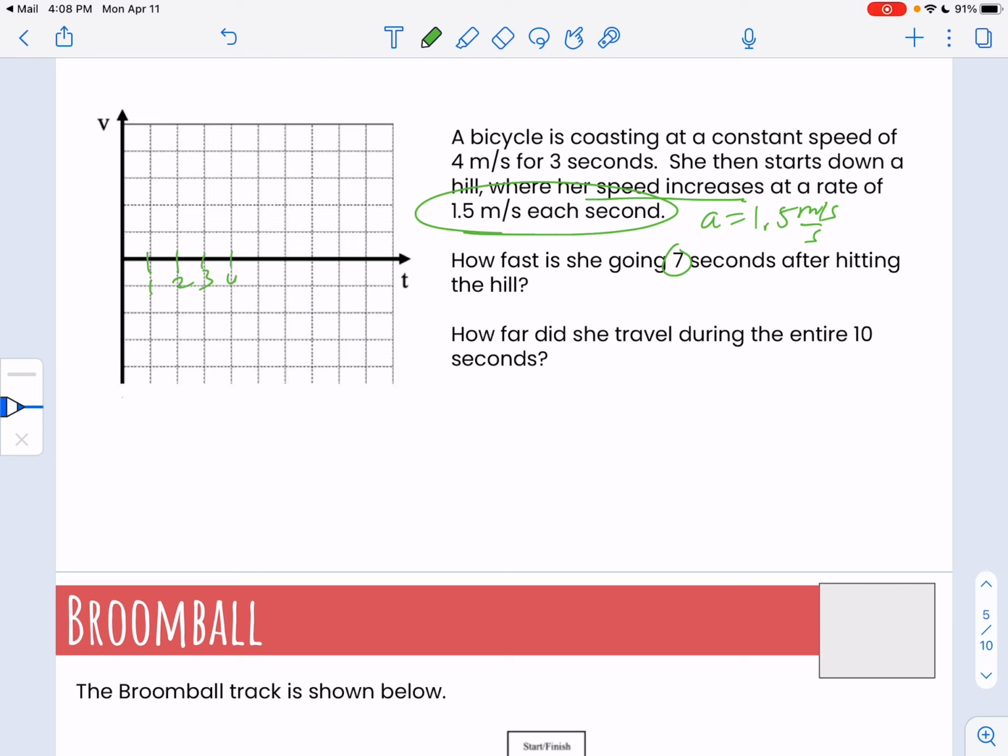So 3, 4, 5, 6, 7, 8, 9, 10. At 3 seconds is where she starts to encounter the hill, and so 7 seconds later is going to get me to a total of 10. I'm just going to risk it here. I don't know how much space I'm going to need. I might have to extend this graph a little bit.